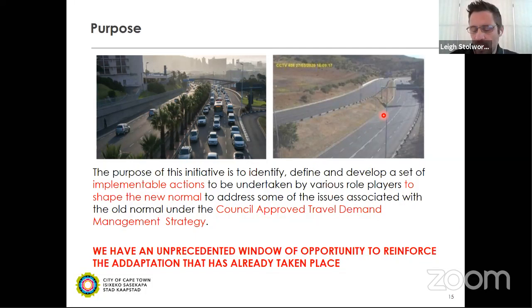And we're at the stage where we finalized that set of interventions. Now we're about to go to council with that plan, but we know that we have to do this quickly. So we need to separate these things into things that we can do quickly, as well as things that we can do in the long term, because we have a very small window of opportunity to achieve something meaningful because of this acceleration and adaptation that has happened as a result of COVID-19.